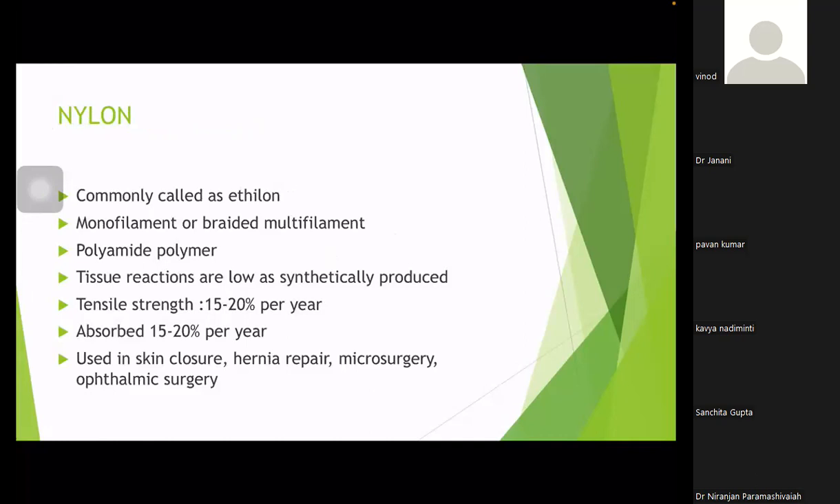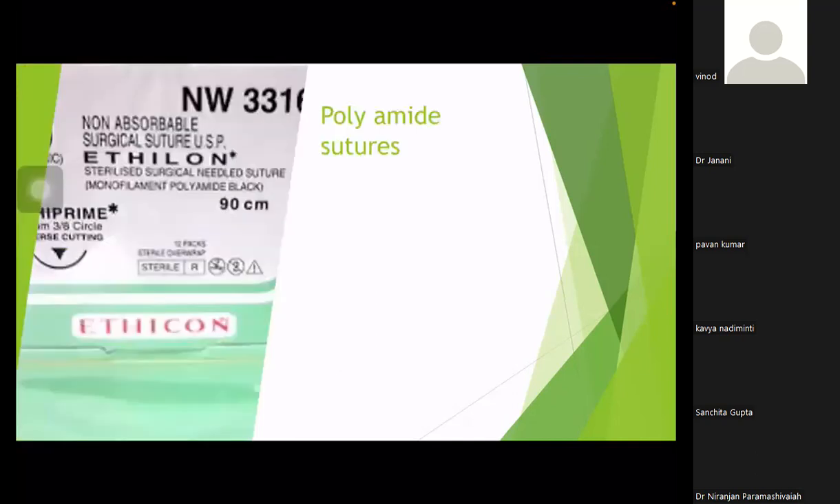Nylon, commonly called ethylon, is a monofilament and rarely used as multifilament. It is a polyamide polymer. Its tensile strength decreases by 15 to 20% per year, and it is absorbed 15 to 20% per year. Used in skin closures, hernia repairs, microsurgeries, and ophthalmic surgeries. As it is a monofilament, it has less tissue reaction and can be used over skin easily. It is a synthetic material with fewer infections compared with absorbable sutures, so it is used on the surface of the skin.